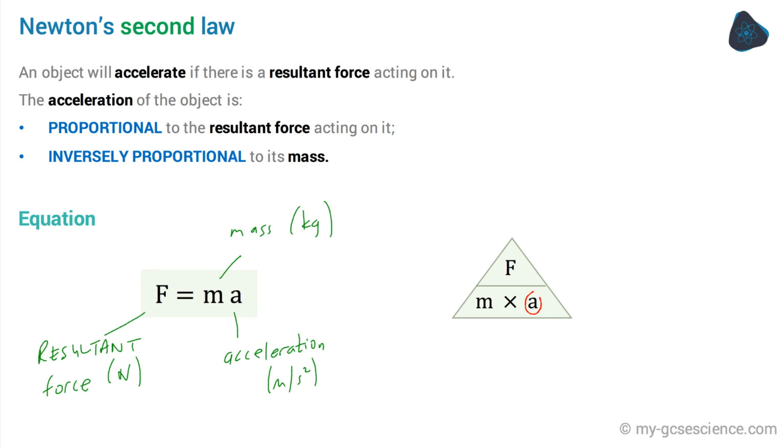If we make a the subject of this equation, we can see that a is equal to F divided by m, and it's by doing this that we can see that the acceleration of an object is proportional to the resultant force acting on it and is inversely proportional to the mass of the object. In other words, larger resultant forces mean larger accelerations, but larger masses mean smaller accelerations.